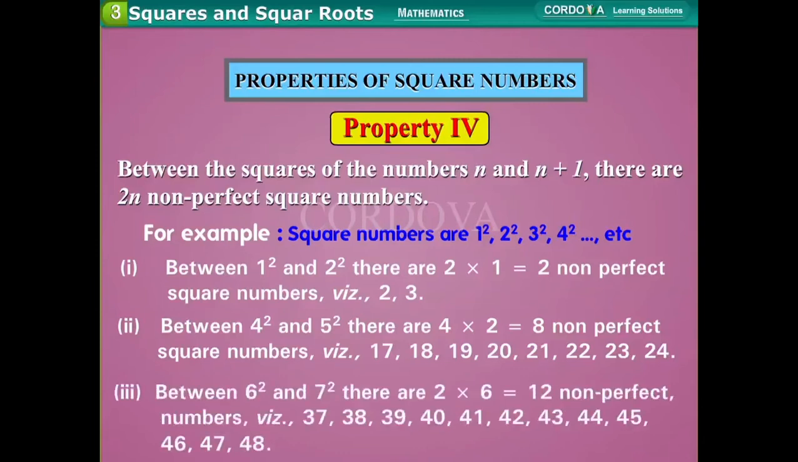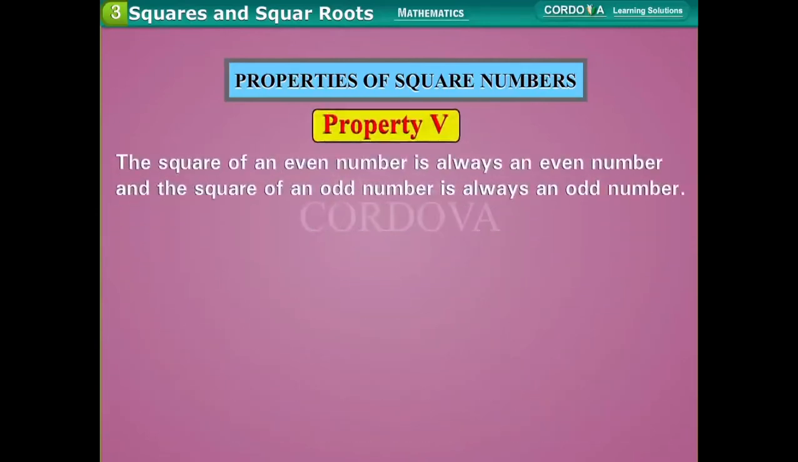Between 6 square and 7 square, there are 2 into 6, which is equal to 12 non-perfect square numbers, namely 37, 38, 39, 40, 41, 42, 43, 44, 45, 46, 47, 48. Property 5. The square of an even number is always an even number, and the square of an odd number is always an odd number.